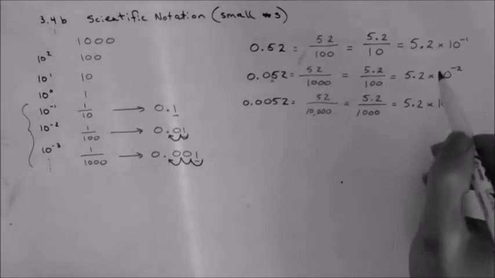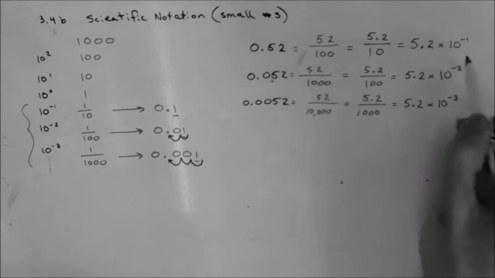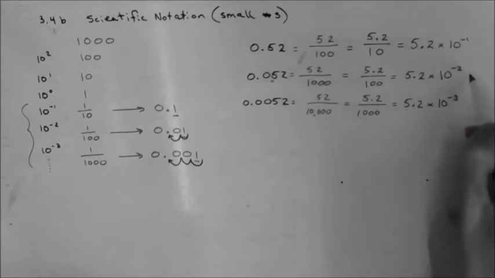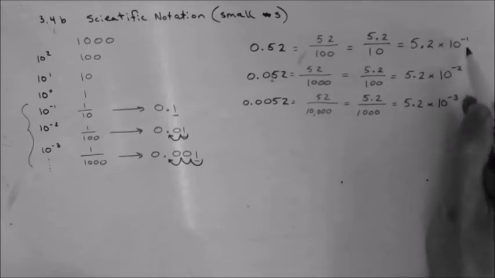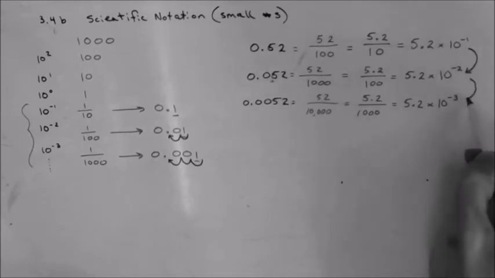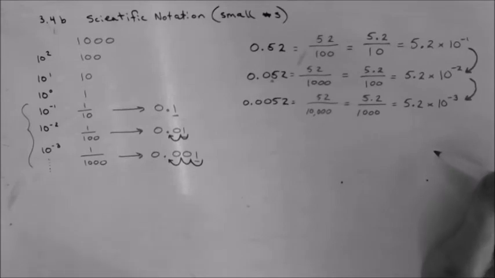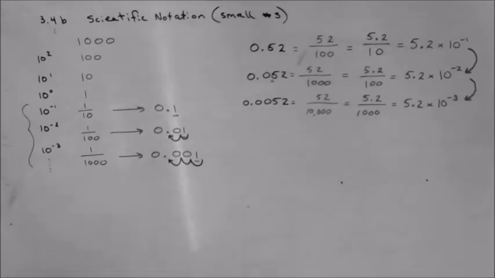So if we look at our numbers that we made in scientific notation, just by looking at the power of 10, I know that this number is 10 times smaller than this number. Here we divided by 10, divided by 10. Every new step is going to be 10 times smaller than the previous number. Well, let's skip down a couple.